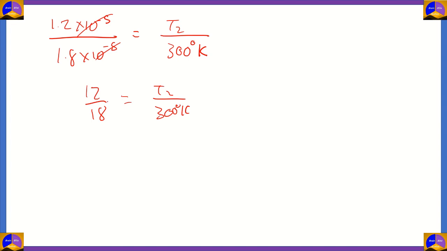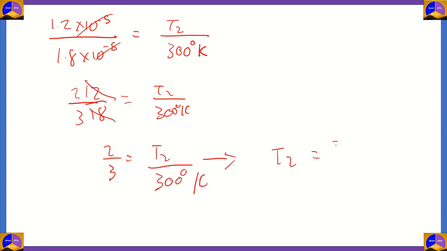12 and 18 are multiples of 6. 6 goes into 12 two times. 6 goes into 18 three times. So 2 by 3 equals T2 divided by 300 degrees Kelvin. So over here you can get T2 equals 300 degrees Kelvin times 2 divided by 3. So 3 goes into 300 100 times. So 100 Kelvin times 2 gives you 200 degrees Kelvin.